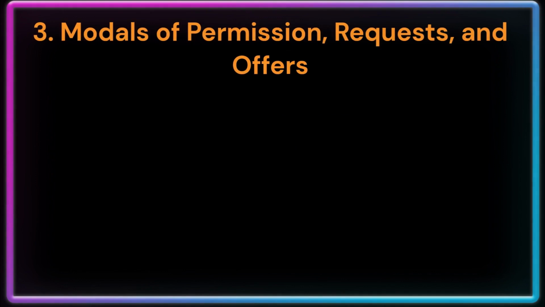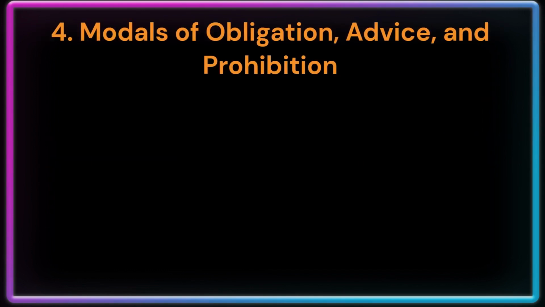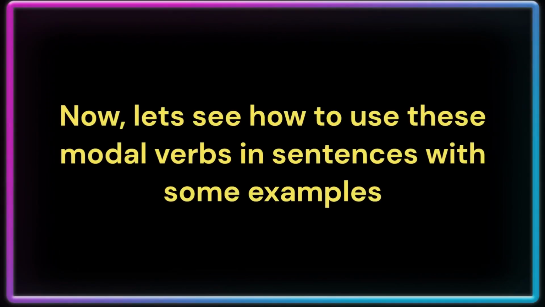Number 3. Modals of permission, requests, and offers. These modal verbs are used to ask if someone is allowed to do something. Examples include can, could, may, shall. Number 4. Modals of obligation, advice, and prohibition. We use these modal verbs to say something is necessary or unnecessary, give advice or make suggestions. Examples include have to, must. Now, let's see how to use these modal verbs in sentences with some examples.